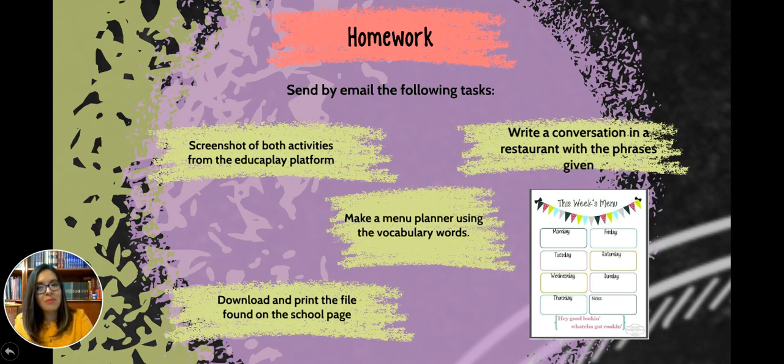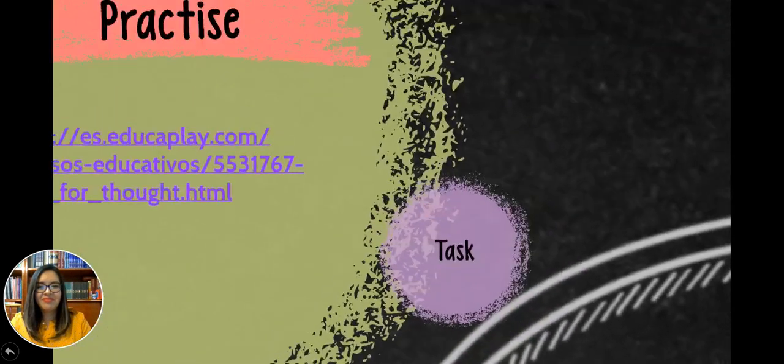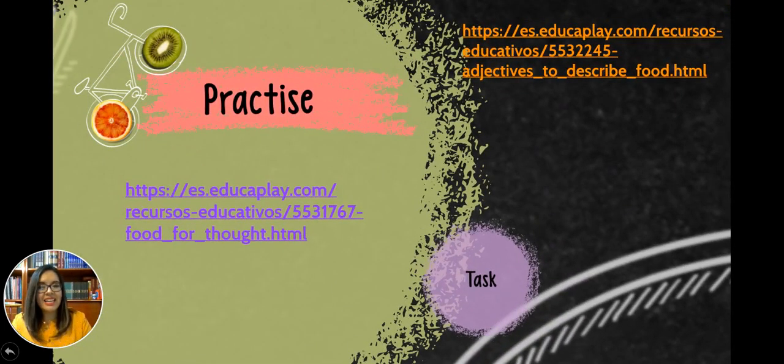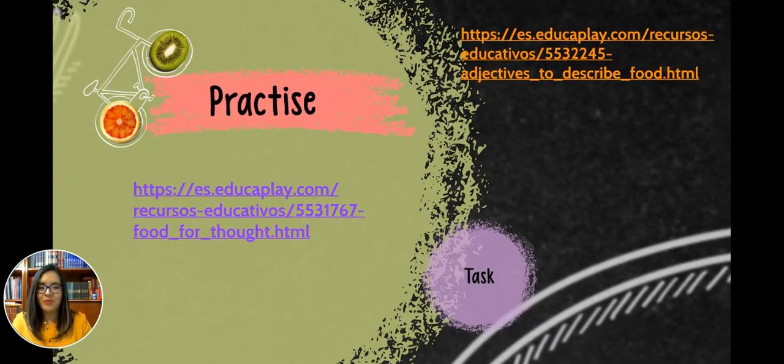Do you remember the phrases that we have checked before? Okay, use them. You need to make a menu planner using the vocabulary words. So you could put here all the food that you would like to eat during this week. And finally, you need to download and print the file found on the school page where you can find this template, okay? The week's menu, right? Okay, and that is the task that you need to do.